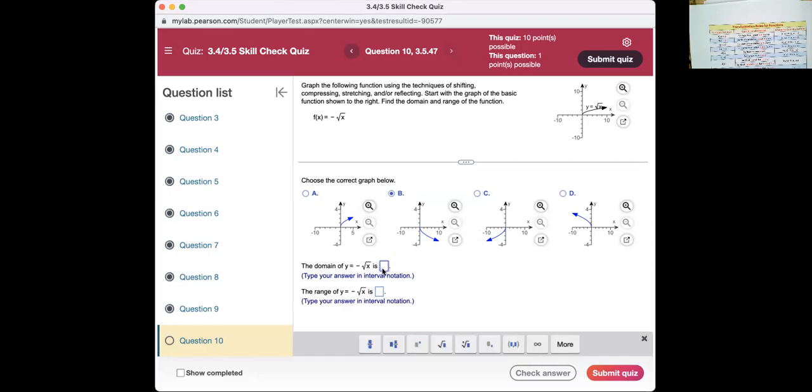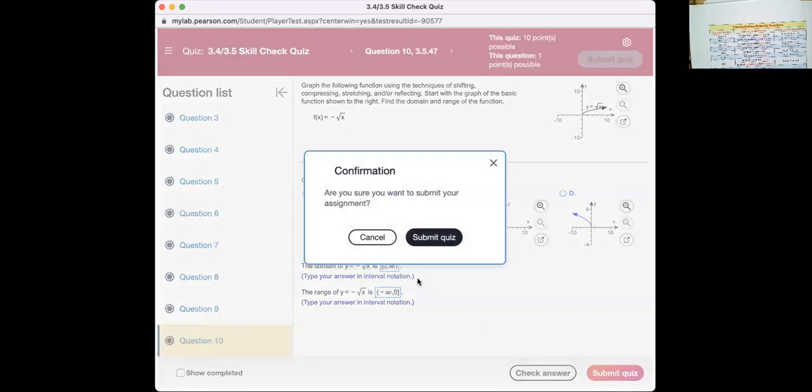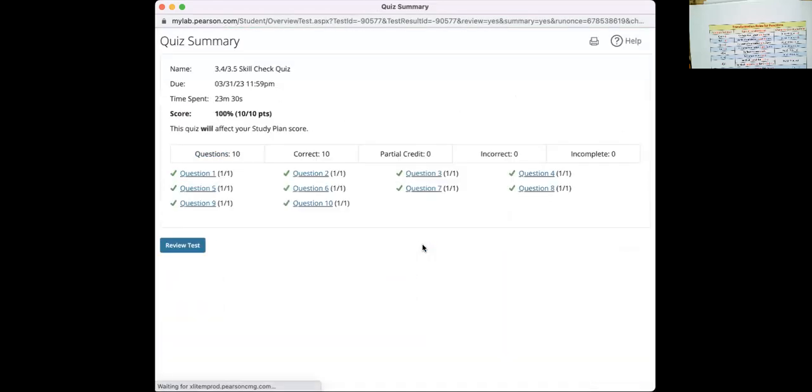What is the domain? Okay, the domain is all x values, right? So it's going to begin and include 0, and it's going to go towards infinity, right? The range are all of the y values. So the y value is going from negative infinity until and including 0. It's not going to go past 0. Do I agree? What did I get? Okay.